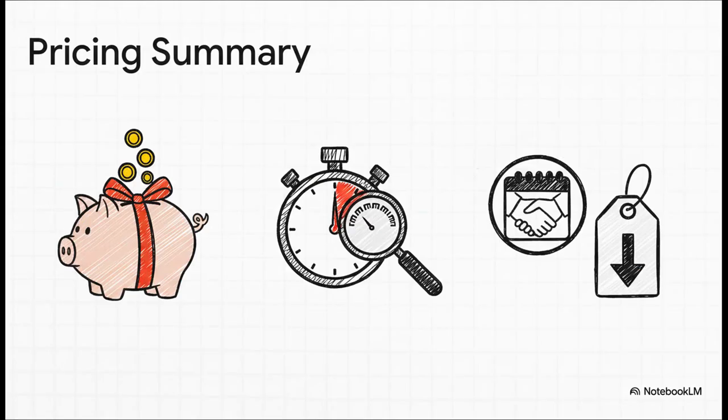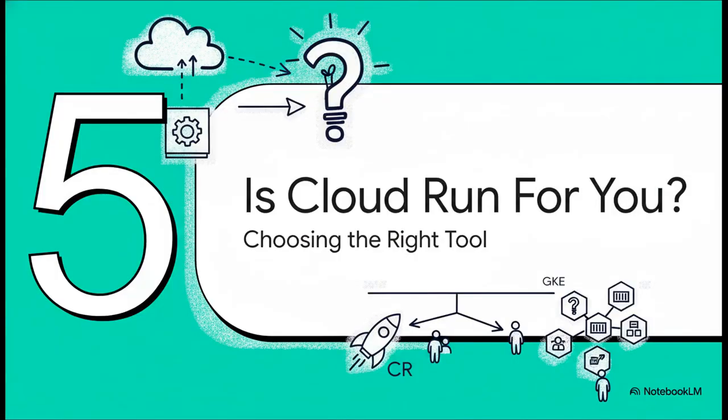So, to sum up the cost, first, there's a really generous free tier every single month that's often enough to run small projects for free. Second, you're only billed for what you use, down to the nearest 100 milliseconds. And finally, if you do have a workload that needs to be on all the time, you can get discounts for that too.